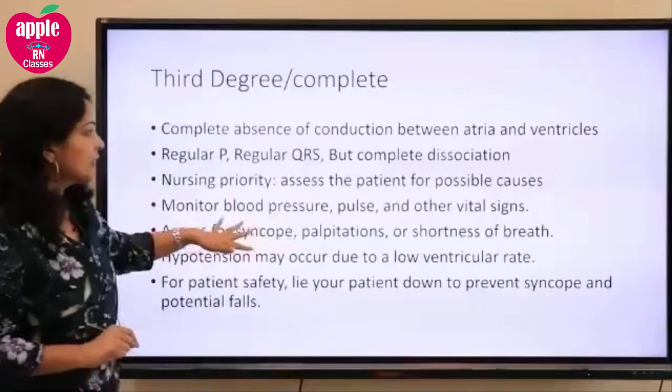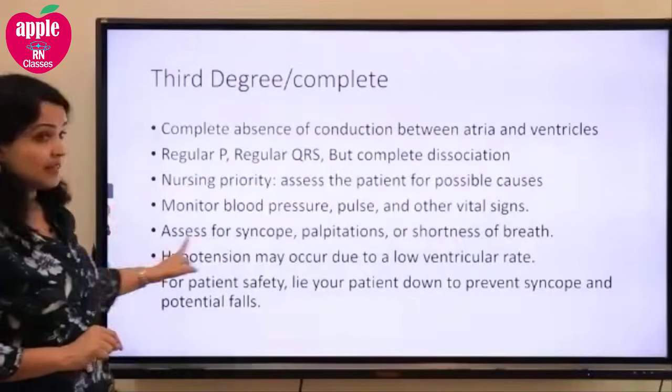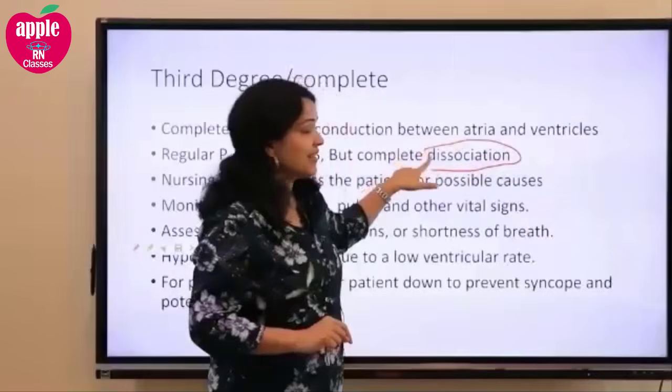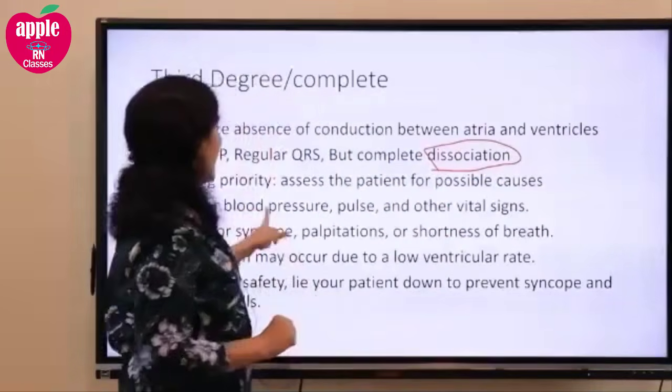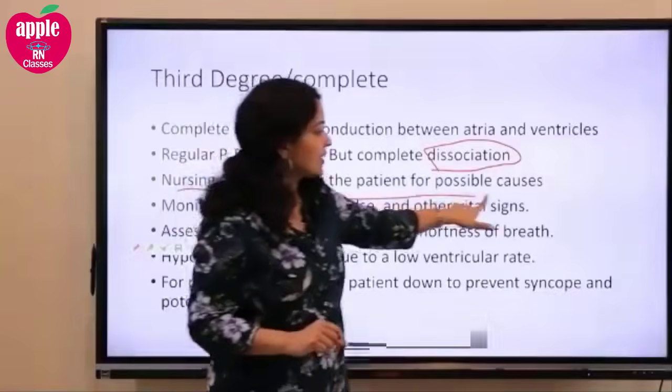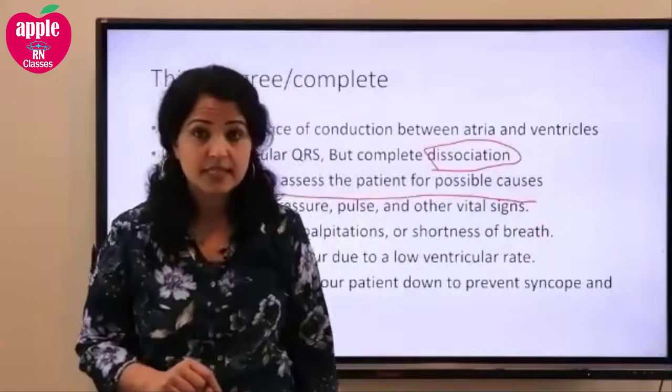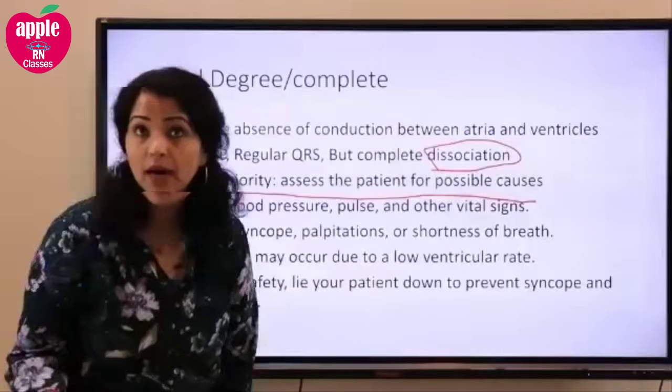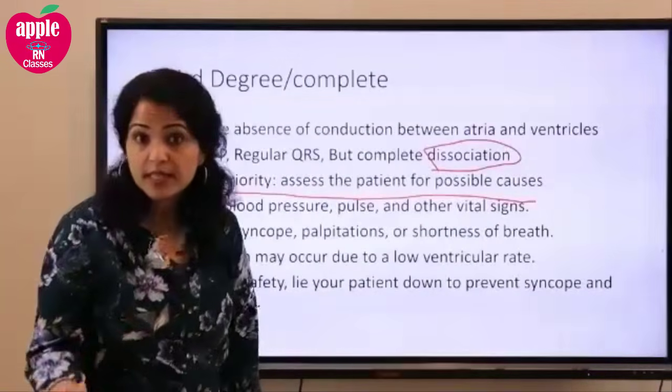So in this one, there is complete dissociation. There is no connection. It's complete dissociation. And nursing priority is to assess for possible causes. I mean, we don't know what is causing it. Maybe it is MI, maybe it is fibrosis, maybe it is medications.